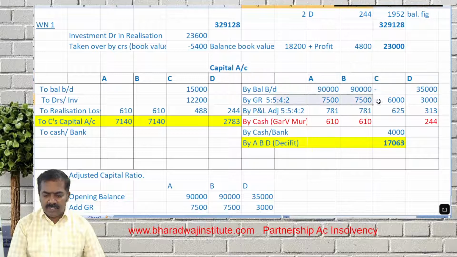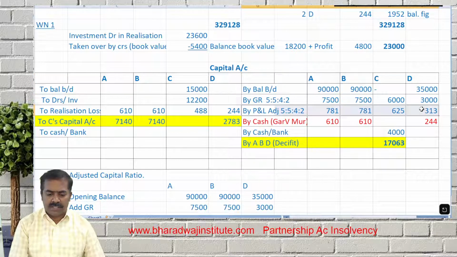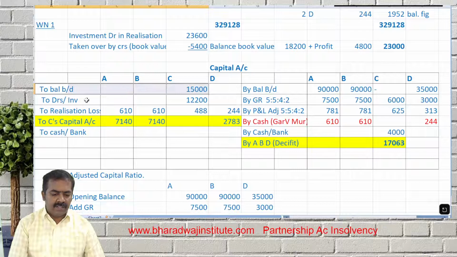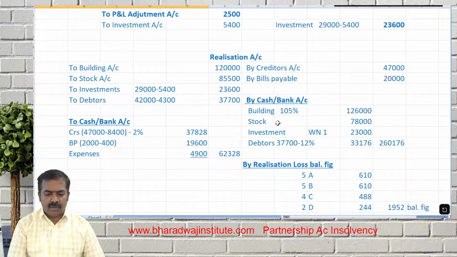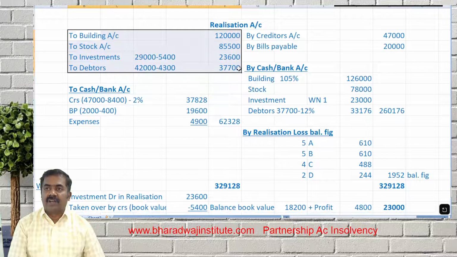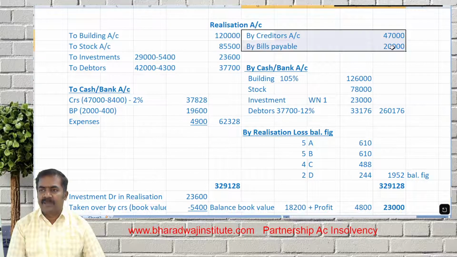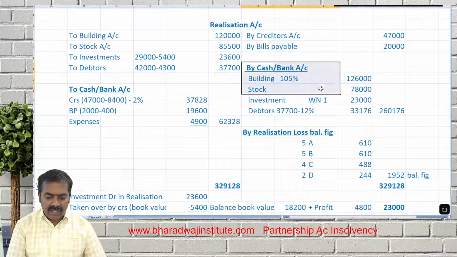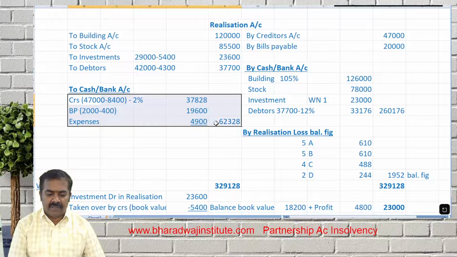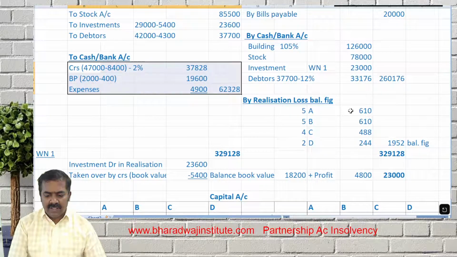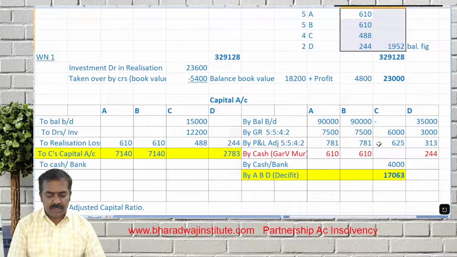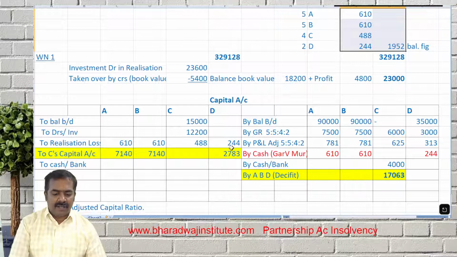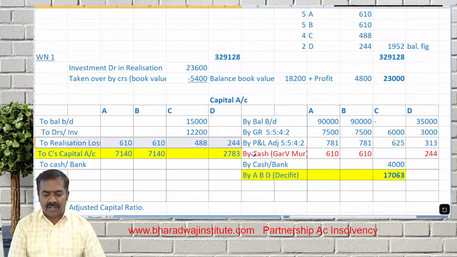That is recorded in capitals. Opening balance, old general reserve transferred, this P&L account also transferred. Then C has a debit balance, rectification. Then we transferred assets. How to transfer assets? All assets at what value? Book value. All liabilities at what value? Book value. We realized money for various assets and paid for various liabilities and expenses. The realization loss is borne by partners in which ratio? Profit sharing ratio.